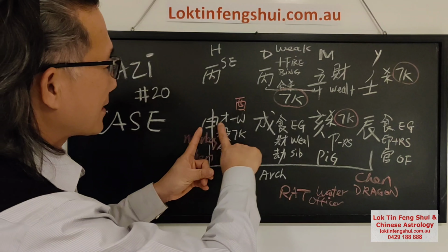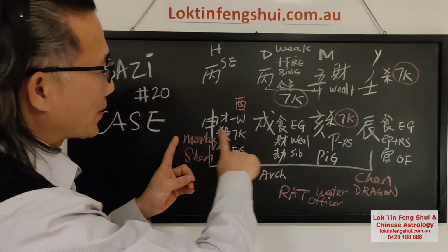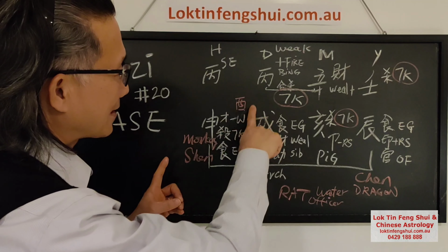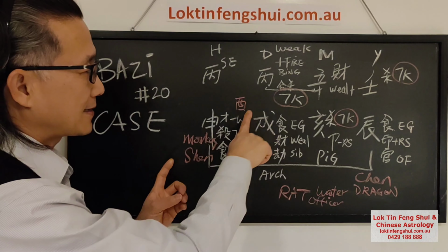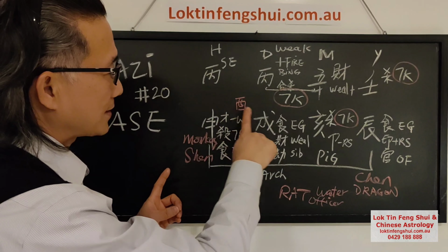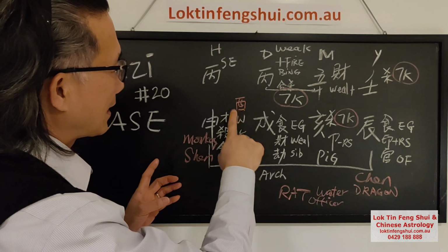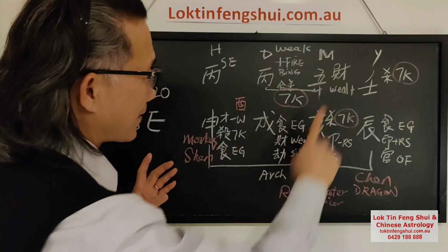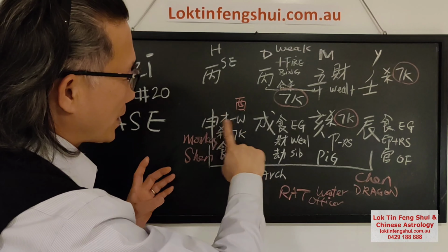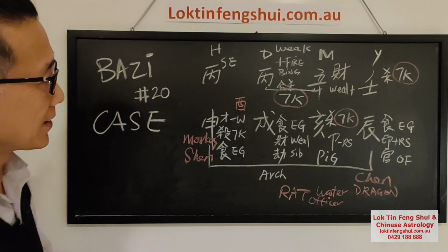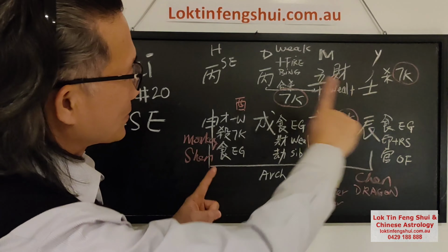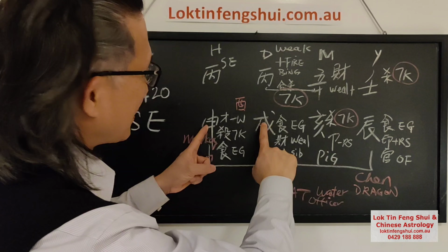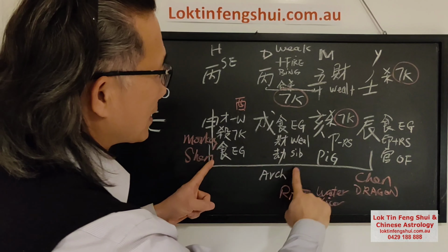And then there's another arts combination here: the monkey, rooster, and dog. So this rooster is actually metal. Metal is the wealth to this chart, so the wealth is also strong. Wealth, metal, produces water, the seven killing. So this transforms through the earth element: earth produces metal, metal produces water, and water produces wood.